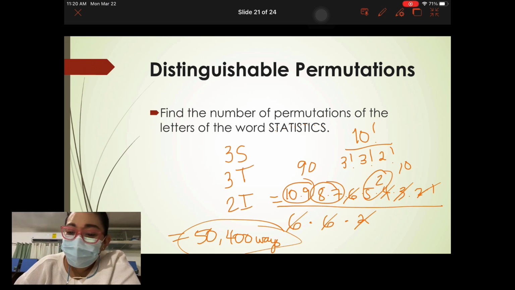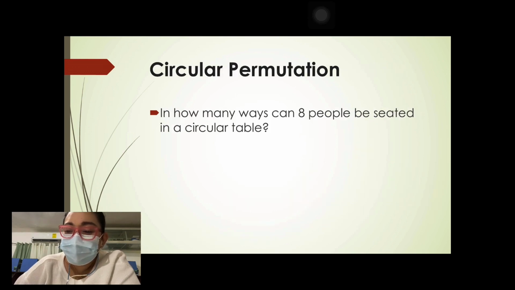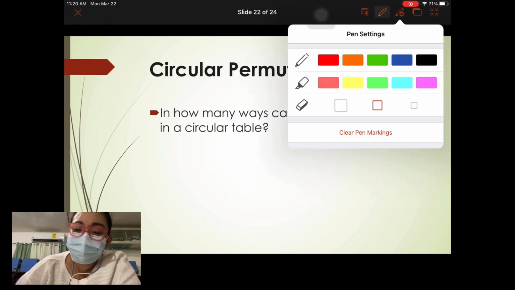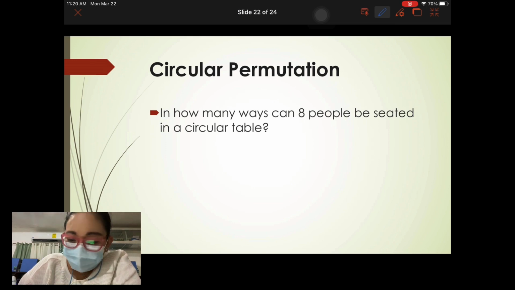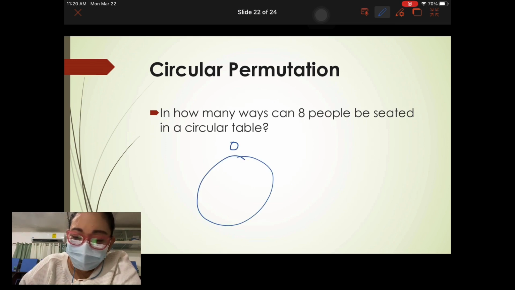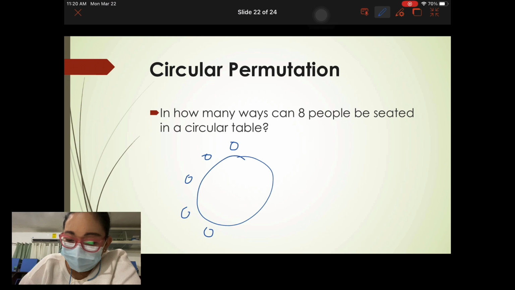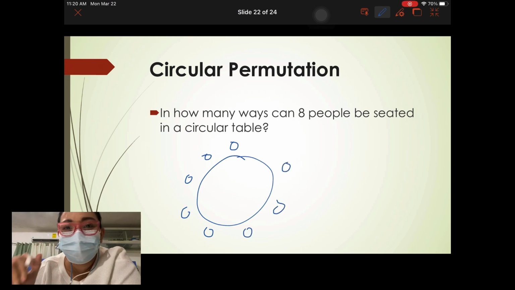So, yan po yung tinatawag natin na distinguishable permutations. And then, of course, our last one is yung tinatawag natin na circular permutation. So, tinatawag siyang circular permutation because it's in a circle. So, yun lang yun. And how many ways can 8 people be seated in a circular table? So, diba, may circular table tayo. Tapos 1, 2, 3, 4, 5, 6, 7, 8. Medyo nalayo yung isa. So, how many ways can we rearrange these people?